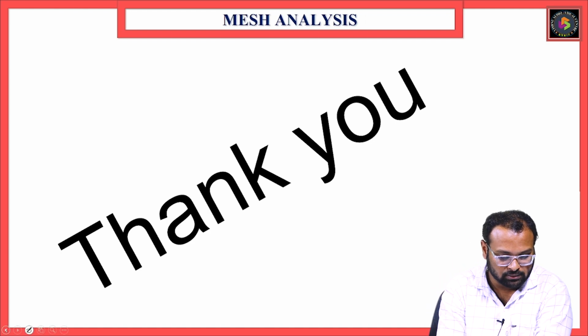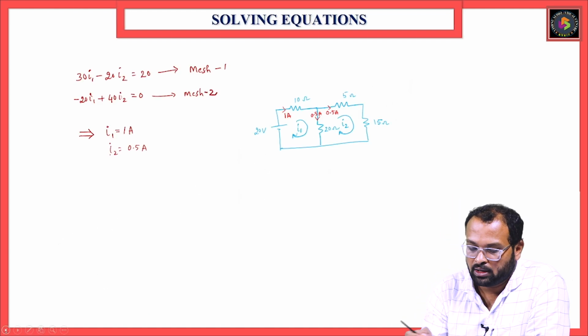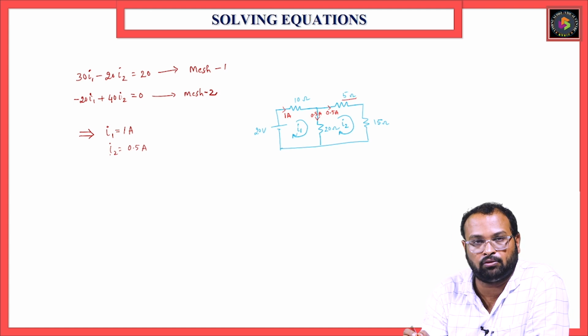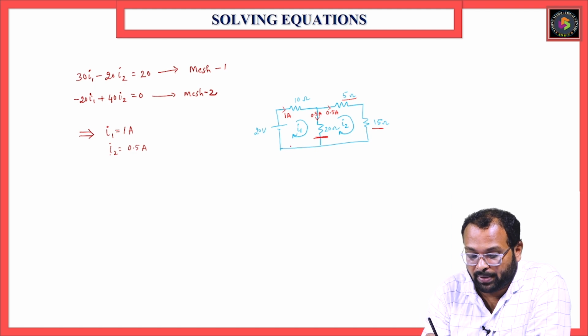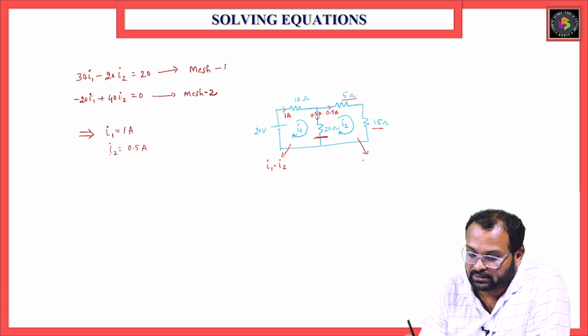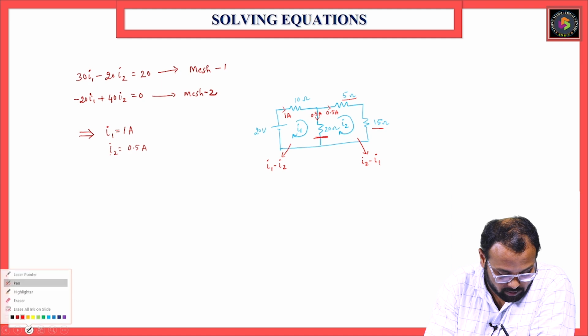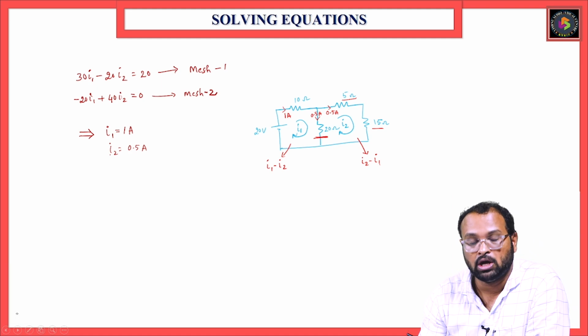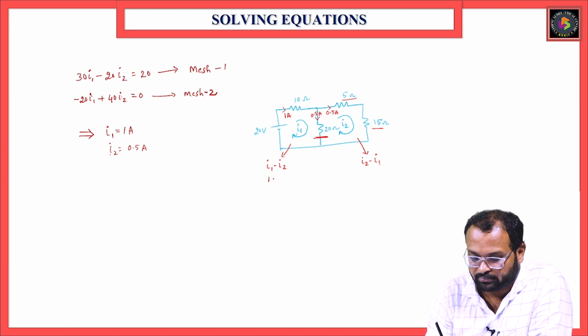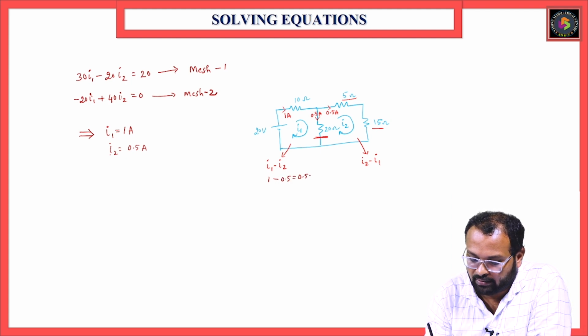But in the mesh analysis, how will we consider it? If you want to find V10, we know I1. If you want to find the current through 5 ohms, that is I2, 0.5 amperes, and through 15 ohms, 0.5 amperes. The only problem will come: what is the current through 20 ohms? Because in mesh 1 we took it as I1 minus I2, and in mesh 2 we considered I2 minus I1. So which one is correct? Most of the students make mistakes on this. So if you consider, what is the I1 we got? 1 ampere, and what is the I2 we got? 0.5 ampere. So the answer coming is 0.5 amperes.